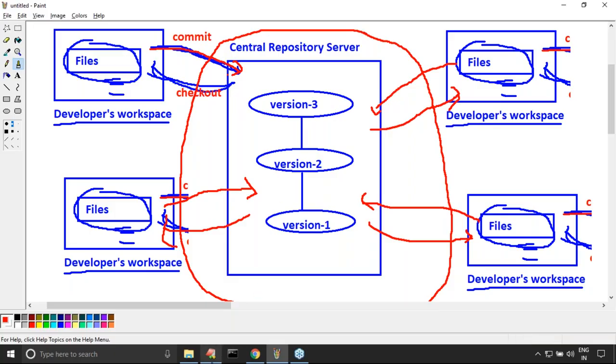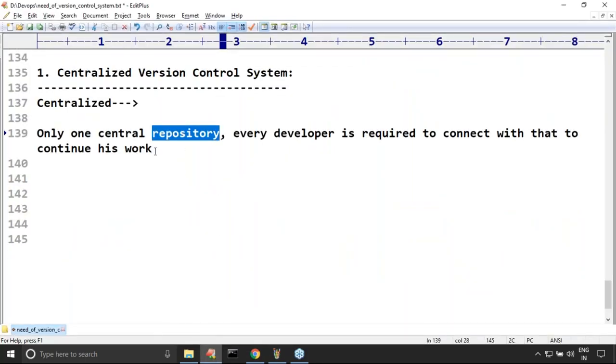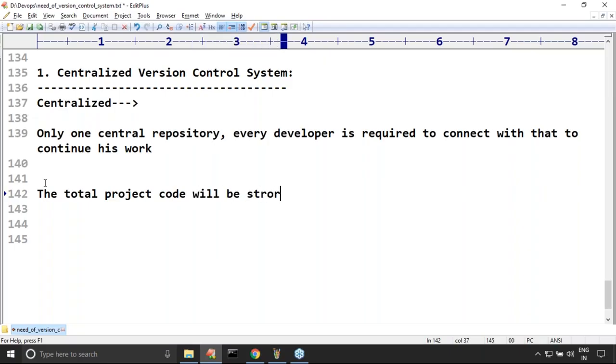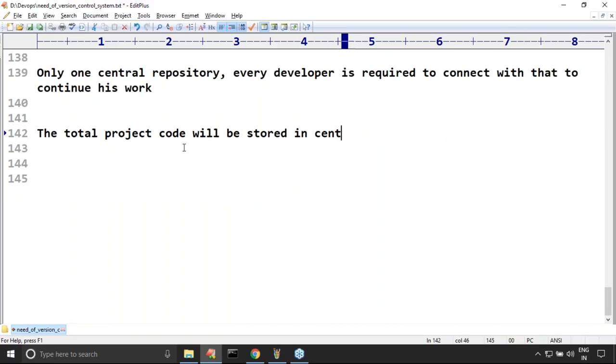It is very easy to use and very easy to set up. I hope the word centralized is clear for all of you. Any doubt about this one? Now tell me, the total project code will be stored where? Please confirm. The total project code will be stored in the central repository. Correct or not?